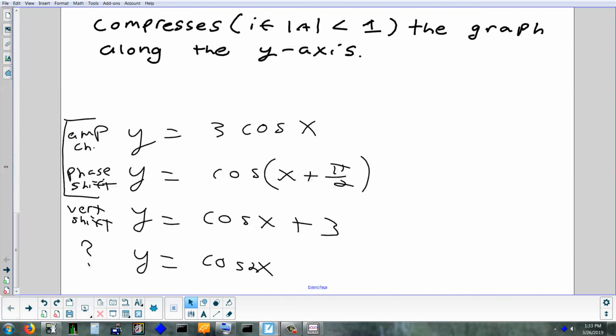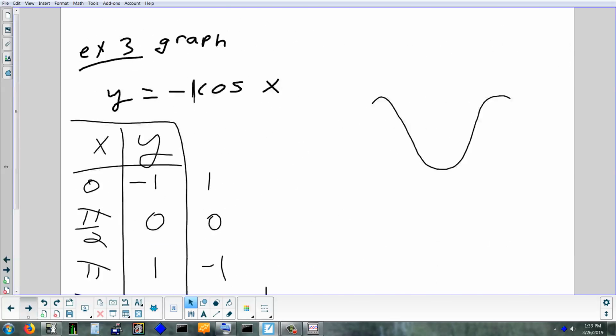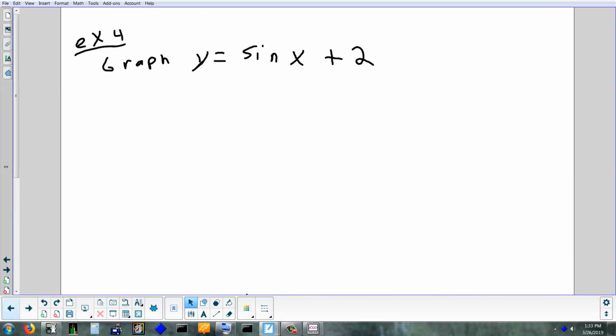So now we know when you add or subtract at the end, it's a vertical shift. Okay, let's go back to our problem. Sine of x plus 2.